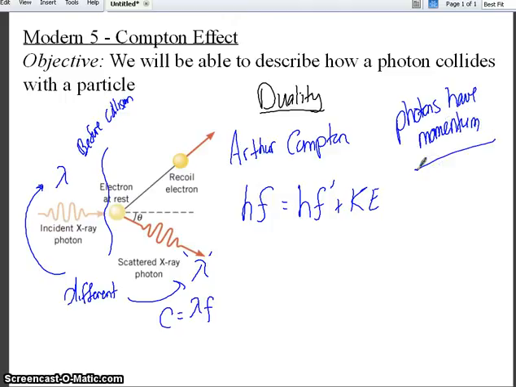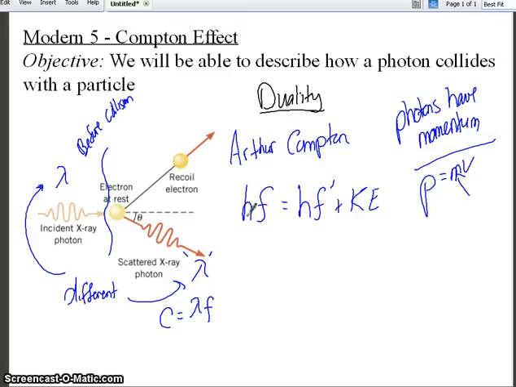Momentum is typically attributed to a particle, p equals mv. Before this, no one would have said that photons have momentum, because in order to have momentum, you must have mass. But photons' energy also has momentum. I don't think you need to memorize this equation right here. I'm just showing you the logic behind it.